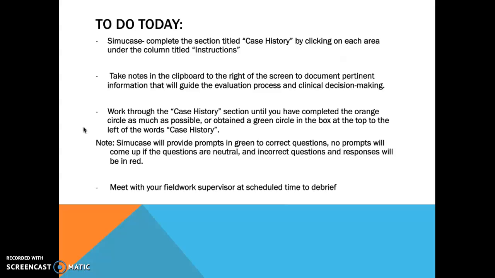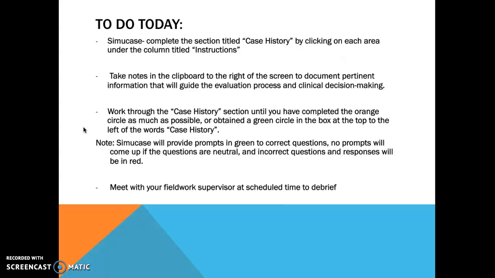Make sure that you try to have the orange circle that's to the left of the word case history be as filled up as possible, because that shows how well you're doing, and it gives you an idea of how many correct or incorrect questions you're asking. And if you get a green circle, that means you're actually heading towards mastery. Also, when you're going through Simulcase, you may have noticed this, but if you ask a question they consider correct, you get a green prompt. You'll have no prompt at all if the question is one that they consider neutral. And then incorrect questions and responses will be in red.